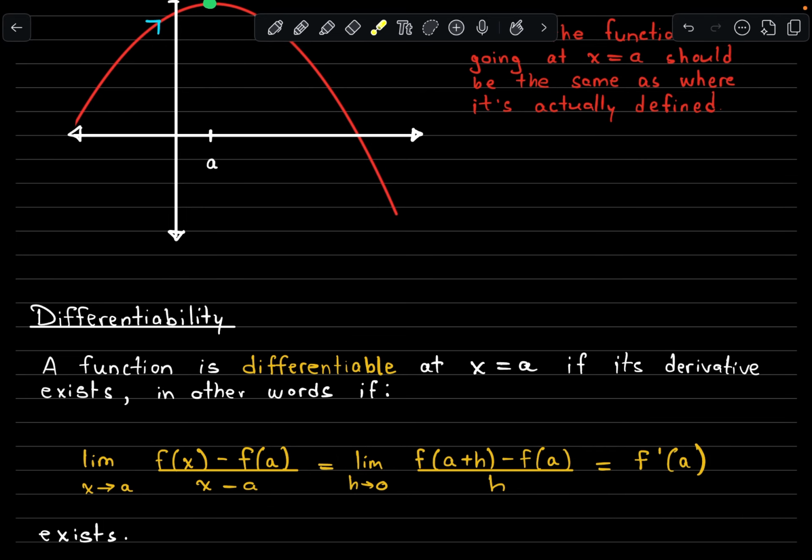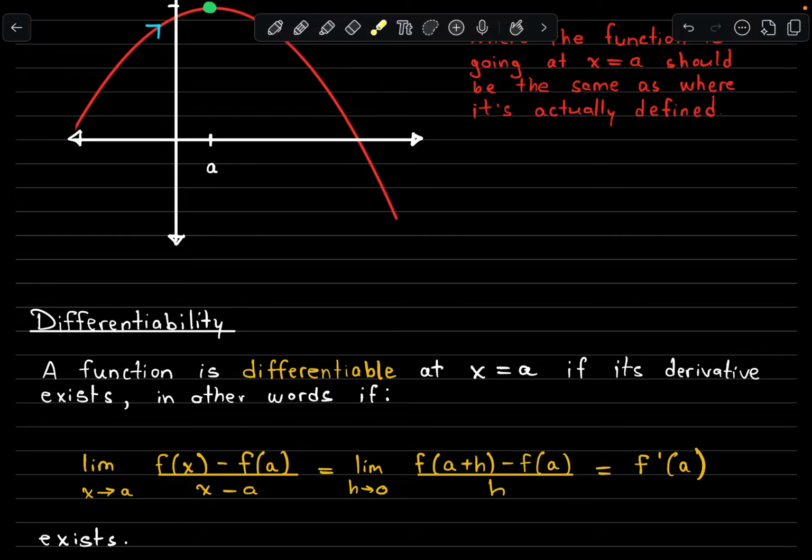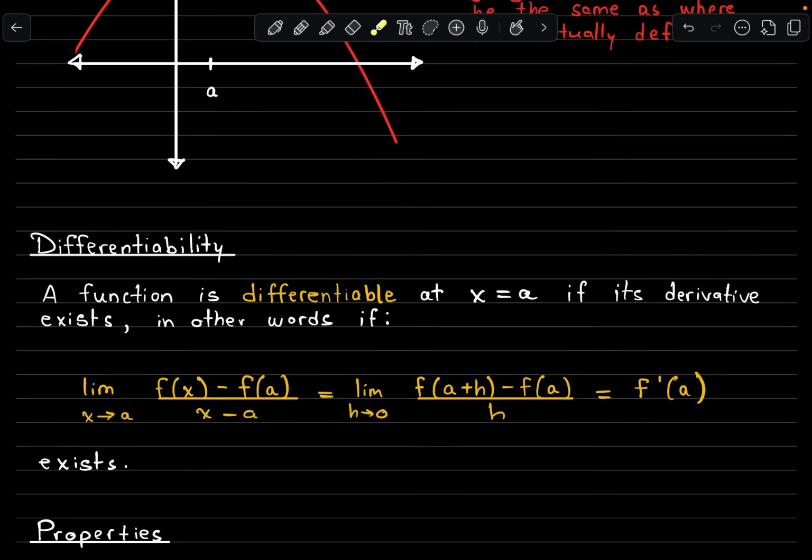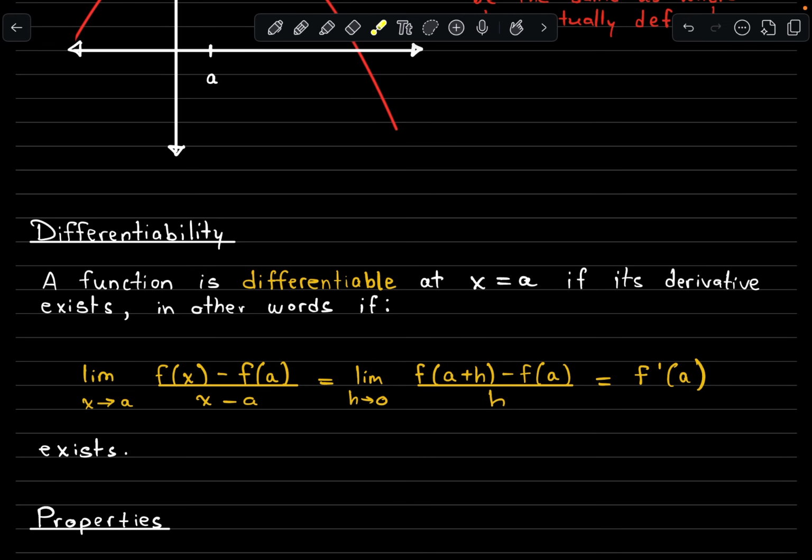We've talked about two different definitions of this: the limit as x approaches a of f of x minus f of a over x minus a, or you can think of it in terms of h, which is that little difference between one point and another, and that difference is going to 0. So the limit as h approaches 0 of f of a plus h minus f of a, all over h. Either one of these will give you f prime of a, which is the derivative of f at a. As long as that exists, we have differentiability.